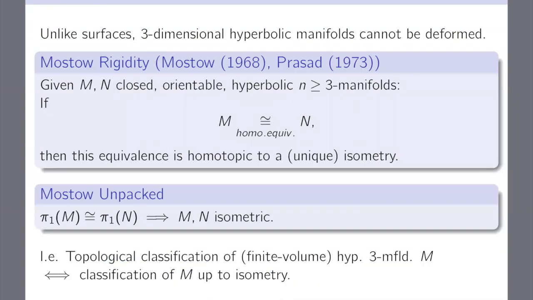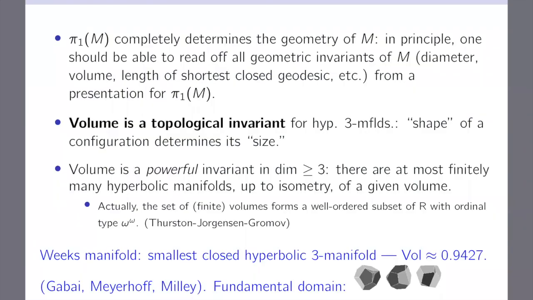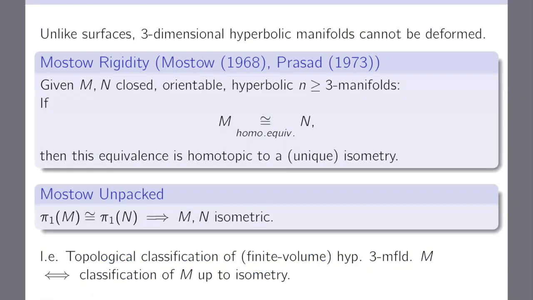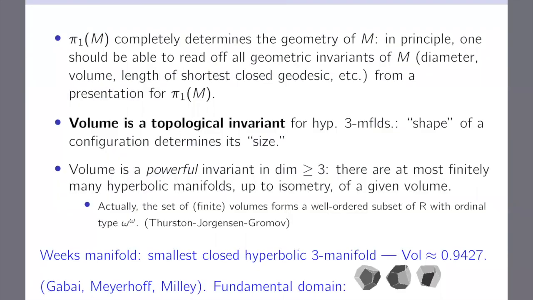One consequence, an important one, is that something which seems not topological, the volume of M, it's geometric, is a topological invariant, okay? All right, so again, as we see here when we unpack this, if the manifolds have isomorphic fundamental groups, they're isometric. So topology determines geometry. The fundamental group completely determines the geometry of M, is what it's saying. So volume is a topological invariant.